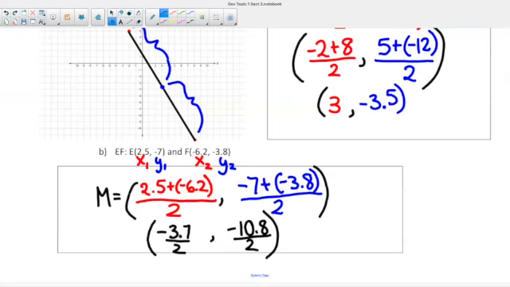So that would equal negative 1.85, comma, negative 5.4. And that is the midpoint between the points E and F.